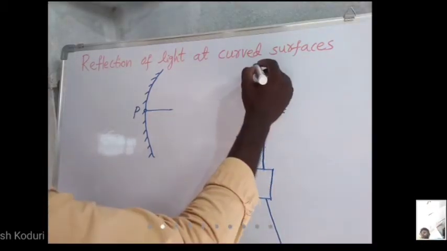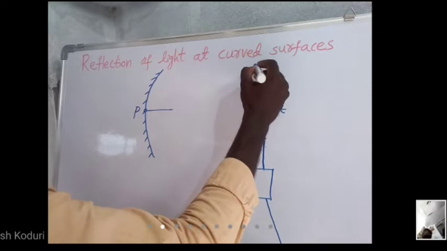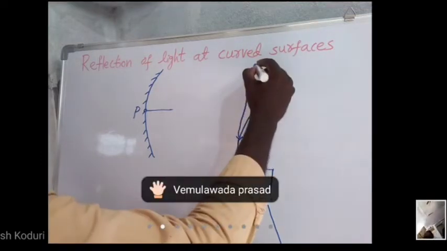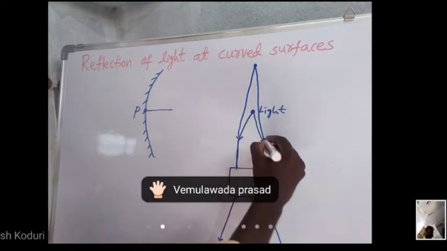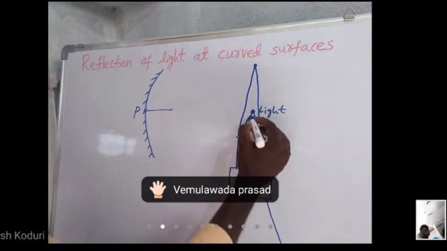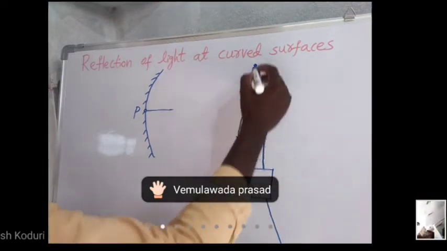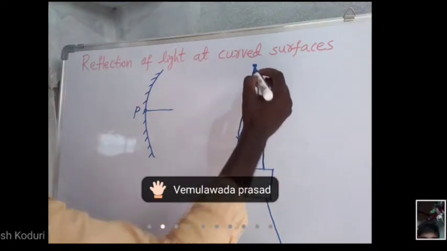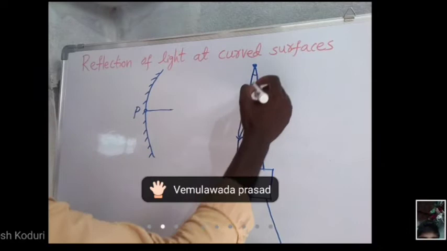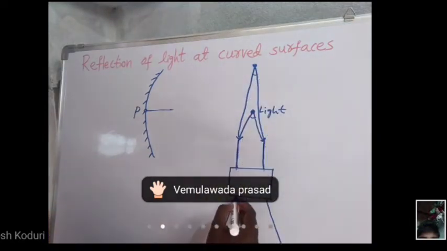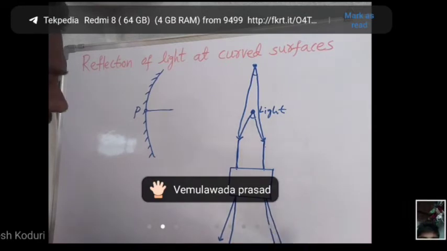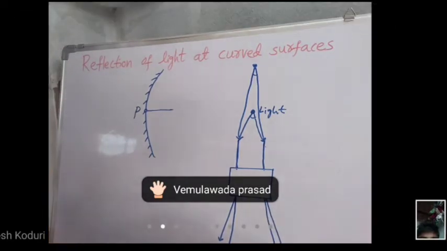If the distance of the light source increases, the diverging nature decreases. Diverging means the angle between the light rays. Suppose the source is moved to this place, the angle decreases. The angle between light rays decreases, and the diverging nature also decreases.